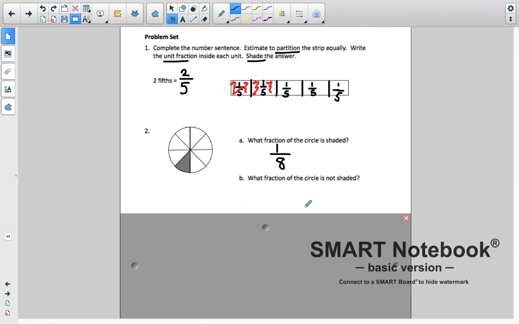Now it wants us to write the fraction of the circle that is not shaded. So I know that there's 8 equal pieces, so I'm going to put that at the bottom. Now I can count the white part, which is the unshaded part. So 1, 2, 3, 4, 5, 6, and 7. So there's 7 unshaded pieces. So my unshaded fraction is 7/8.